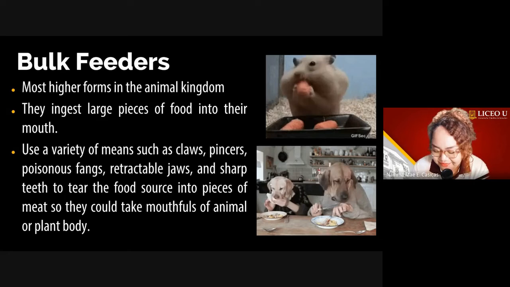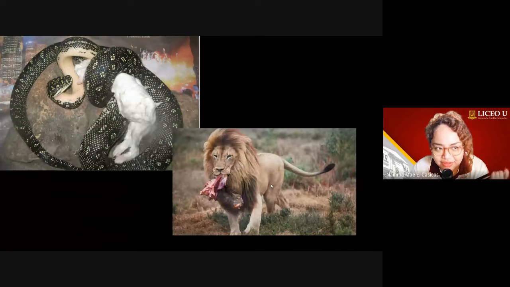Just like these ones, for example, the lion eating a rabbit. So sad. And the lion with, I don't know what that is. It's a part of an animal. I don't know what animal that is. Okay.